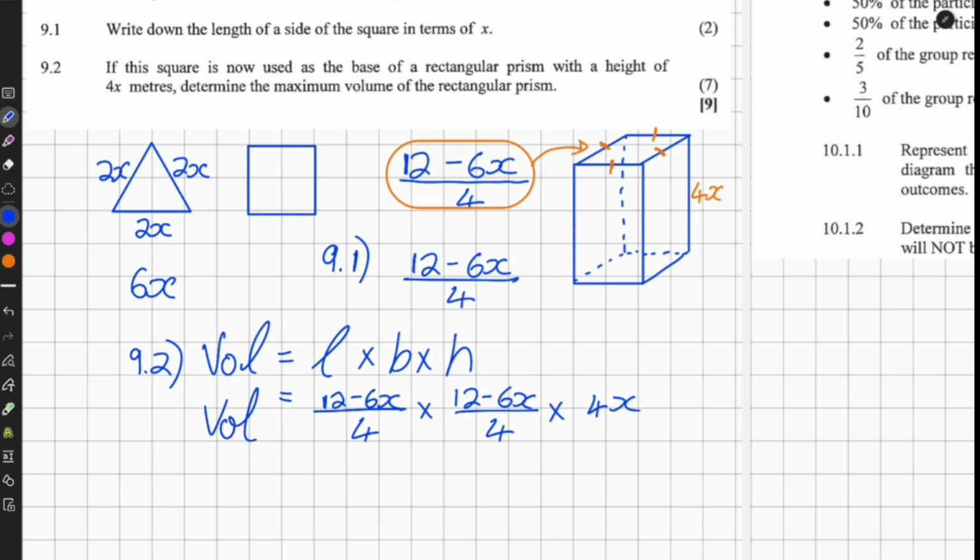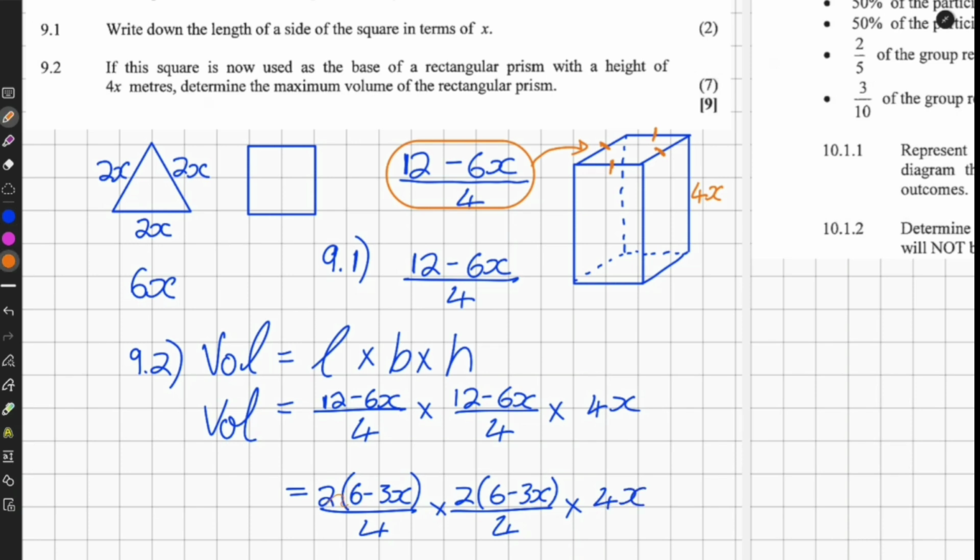And now to get the maximum volume, I need to get the derivative of that whole thing and make it equal to 0. But this looks way too tricky to do that now. So I first need to simplify a lot to do that. Now I can see that 12 minus 6, I can take out a common factor of 2 there. So remember, I am aiming to get rid of fractions. I hate fractions. So if I take out a 2 there, this will be 6 minus 3x over 4. The same with this one, 2, and then 6 minus 3x over 4, and then times 4x.